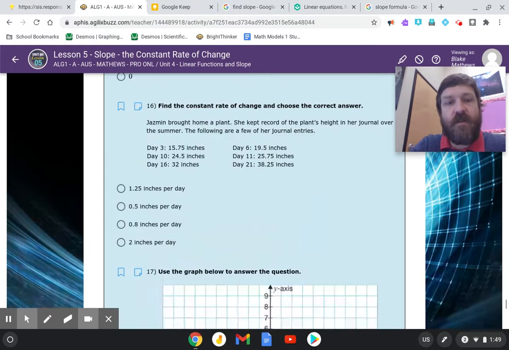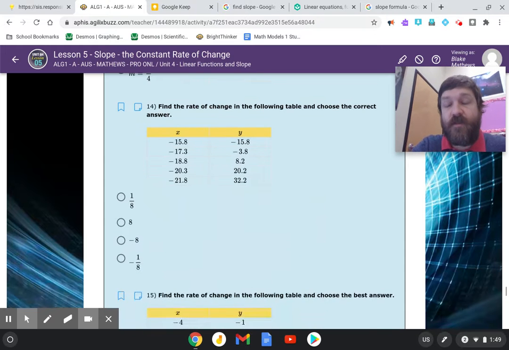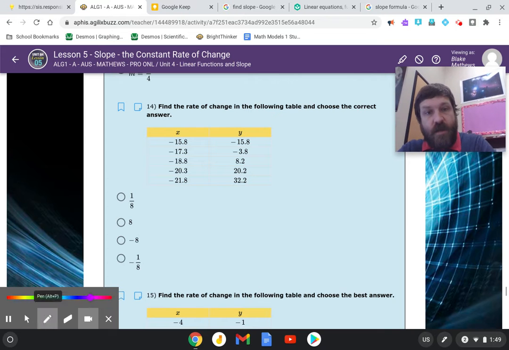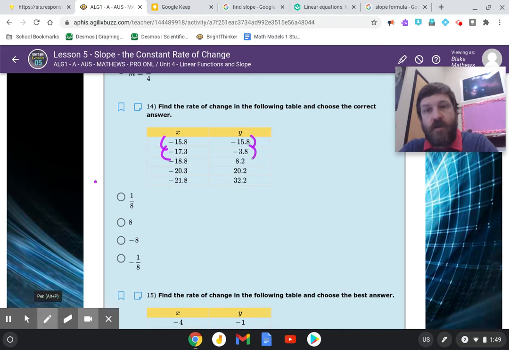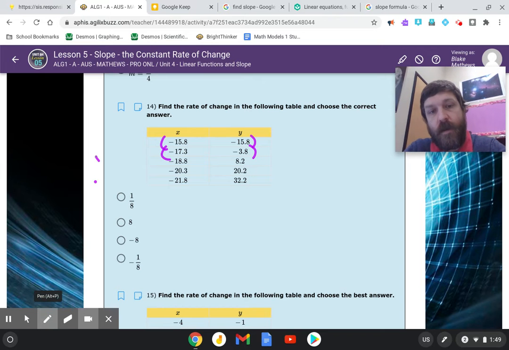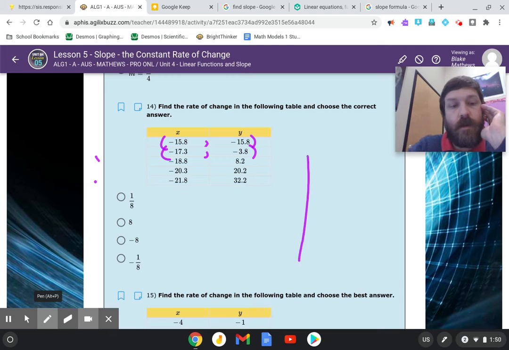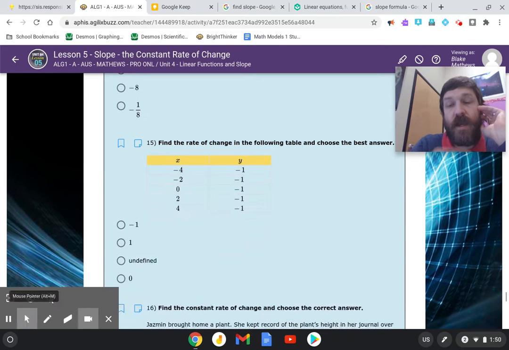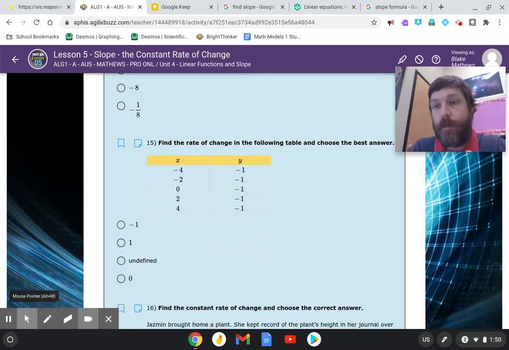Starting with number 14, they're asking for rate of change. This is another way of saying slope. So look here, you could just simply make these the points for x1 and y1, x2 and y2, and do the slope formula with these points. So choose any two. You could use any two of the numbers in the table as your x and y points, right? So each of these could be done that way. Same thing with number 15. Pick any 2 points, calculate the slope.